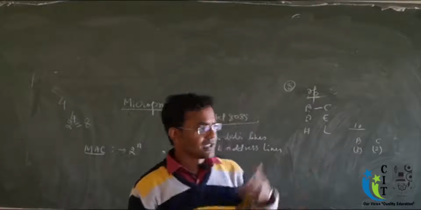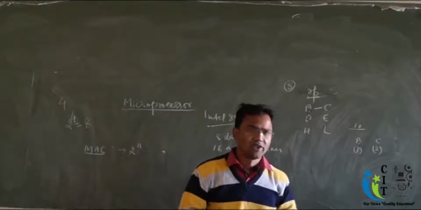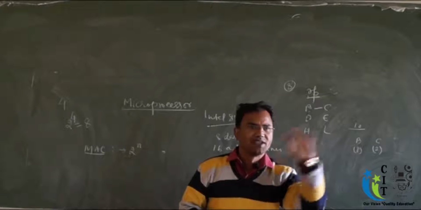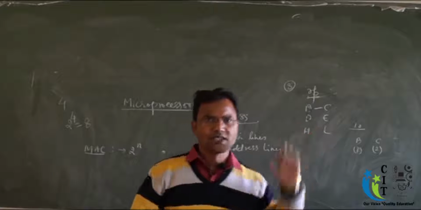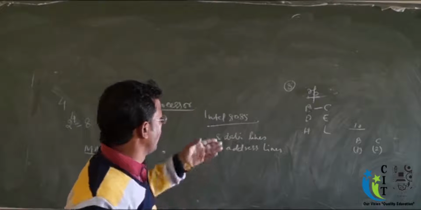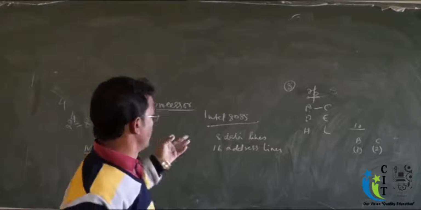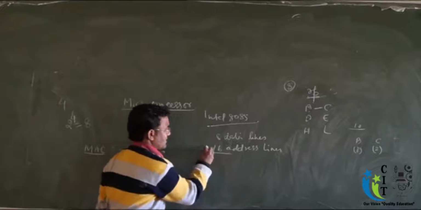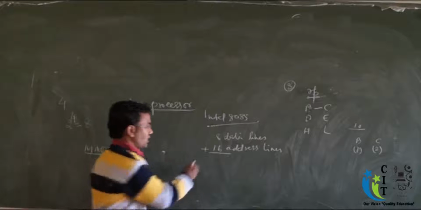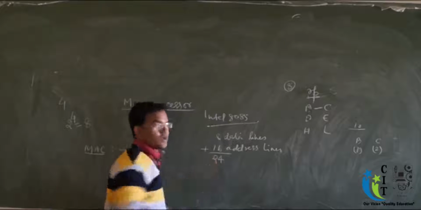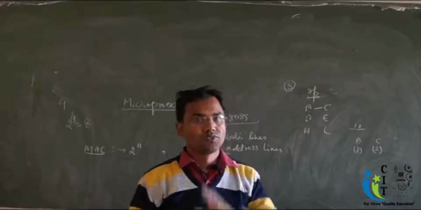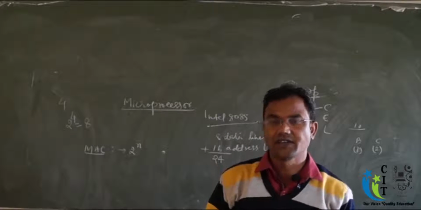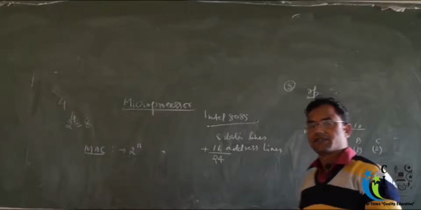Now we go further about the pins of the 8085 microprocessor. In 8085 microprocessor there are 40 pins. Out of 40 pins, you already know about these 24 pins, because 8 plus 16 is 24. These 24 pins comprise the 16 address lines and 8 data lines.